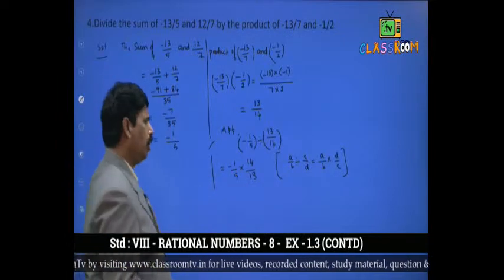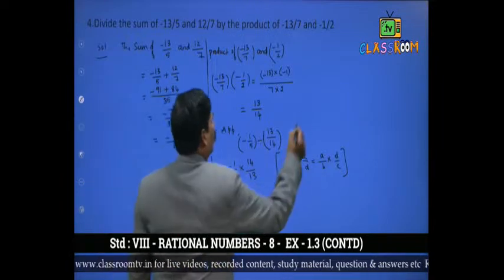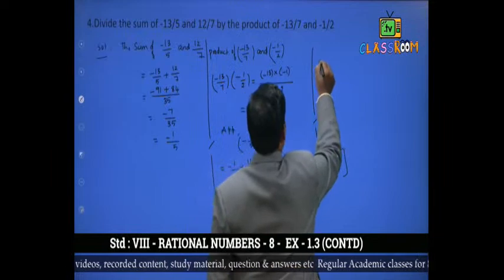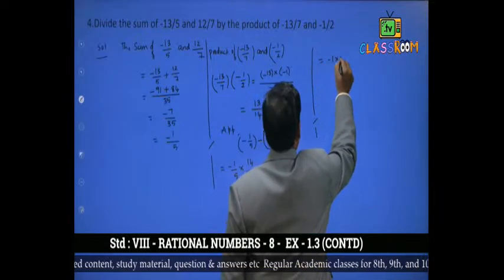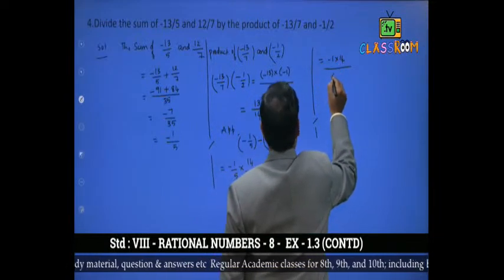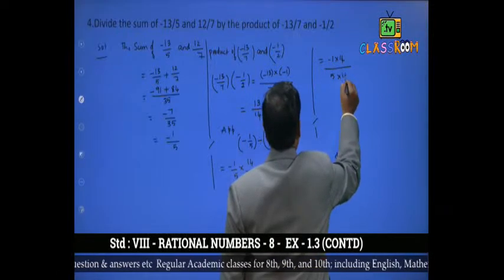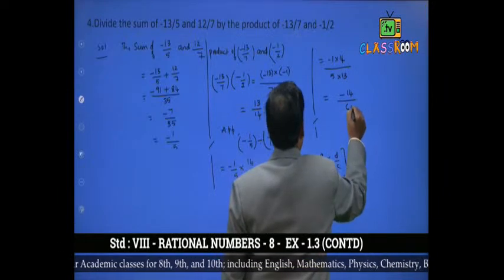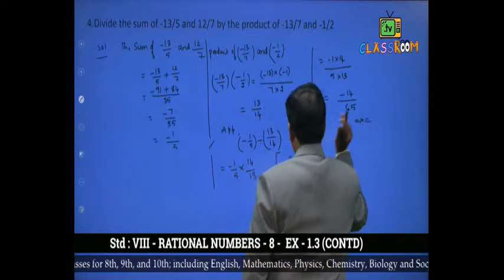So multiply both the numerators. Both the numerators, if you multiply, what you will get? Minus 1 into 14 by 5 into 13. So that is minus 14 by 13 5s are 65. That is the sum.